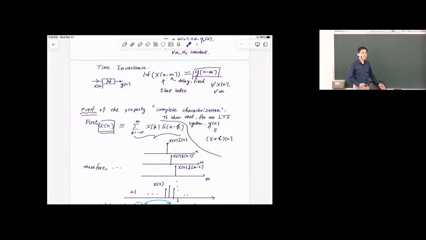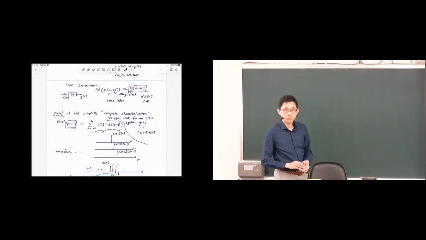So when the system is both linear and time invariant, we say the system is LTI, linear time invariant. And we also introduced an important concept for a linear and time invariant system: all that matters is its impulse response. For such a system, we care about its impulse response.